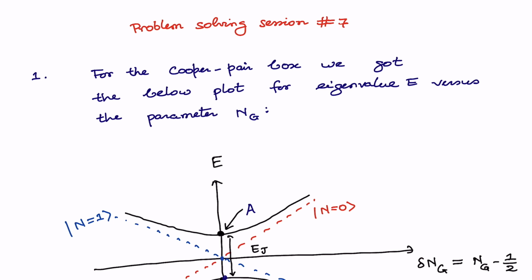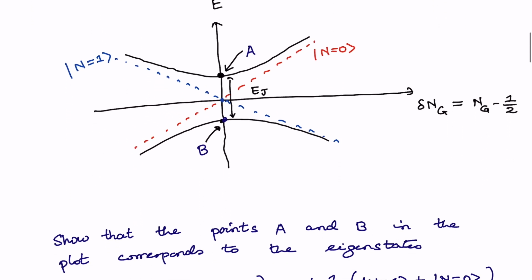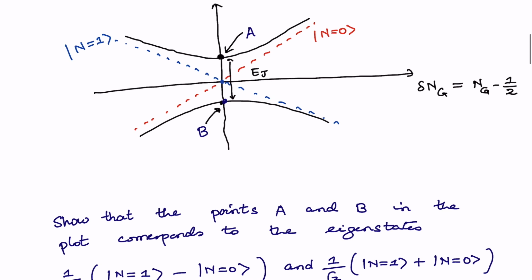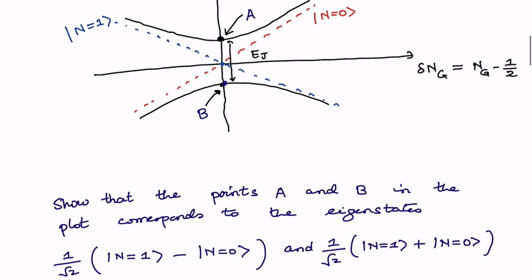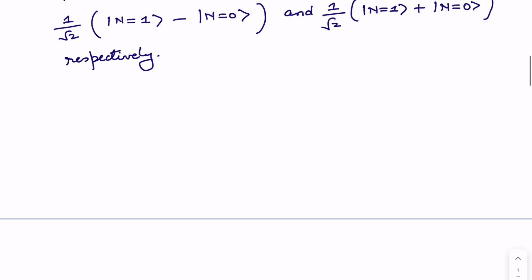For the Cooper pair box, the below plot for eigenvalues E versus the parameter Ng is given, and you are asked to show that the points A and B in the plot correspond to the eigenstates that are given as the antisymmetric and symmetric superposition of the charge states n equal to 1 and n equal to 0. So we have to show it by doing some calculations. To do that, let us proceed as follows.